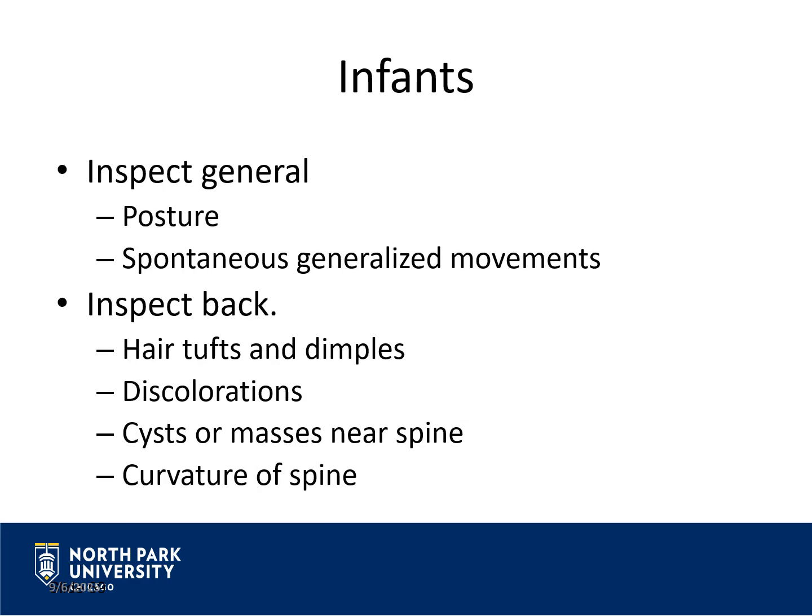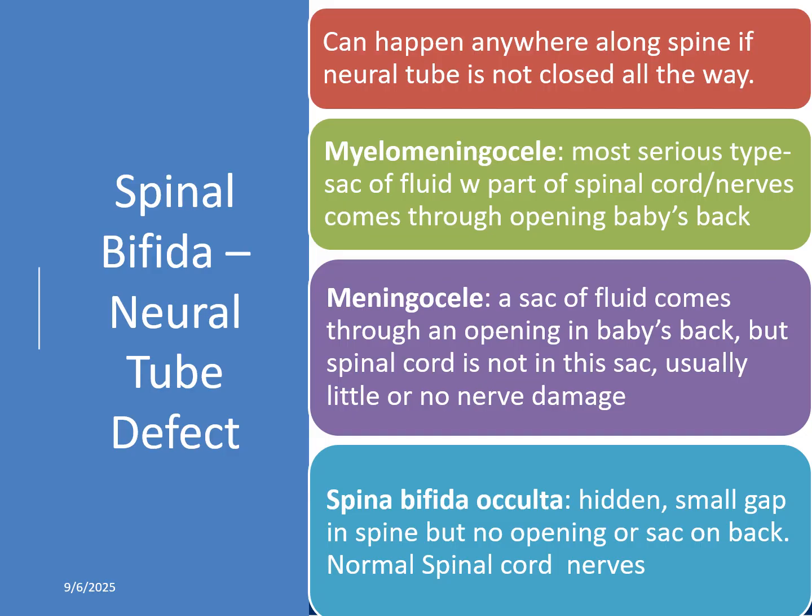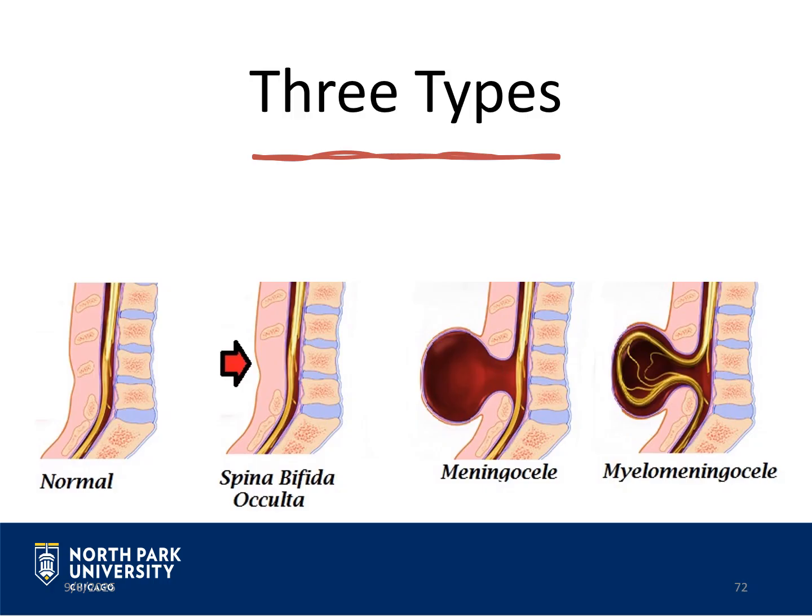In infants, we're looking for posture, movements, hair tufts and dimples, any cyst near the spine, and any curvature. Spina bifida, and there's a video here. It's an Osmosis video. Love Osmosis on spina bifida. And here we have the different types. There are 3 types of spina bifida.